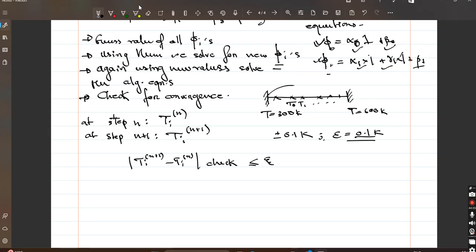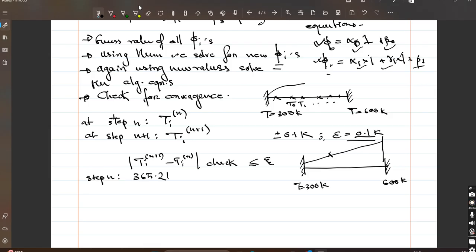So how will the temperature profile look like in the toy problem that I said? Say it is 300 Kelvin, it is 600 Kelvin. So this will be something like this, a linear curve. And for example, at say step n, you have the value 365.21, okay, and then at step n plus 1 you have the value 365.41, right? So then you will see the difference between them. You will see it is 0.2, and it is greater than the epsilon. So you will not stop there.